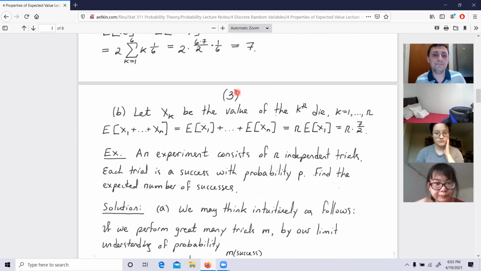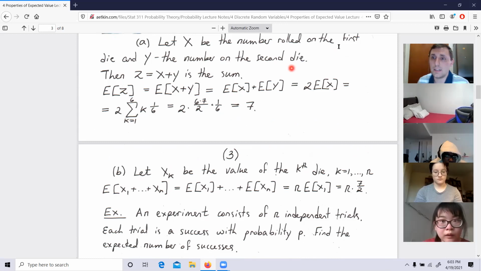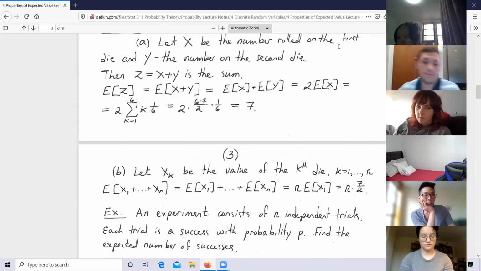Another example. An experiment consists of n independent trials. Each trial is a success with probability p. Find the expected number of successes. We're going to do that in several ways. You understand, guys?